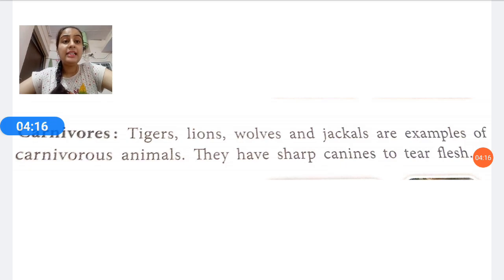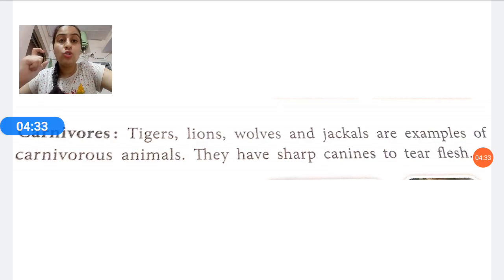Tigers, lions, wolves and jackals are the examples of carnivorous animals. They have sharp canines to tear the flesh. Why are they having sharp canines? Because they eat the flesh of other animals. इनके जो canines होते हैं वो काफ़ी क्या होते हैं?